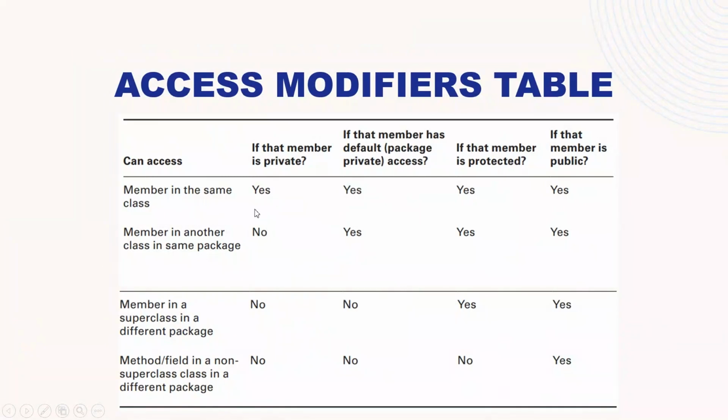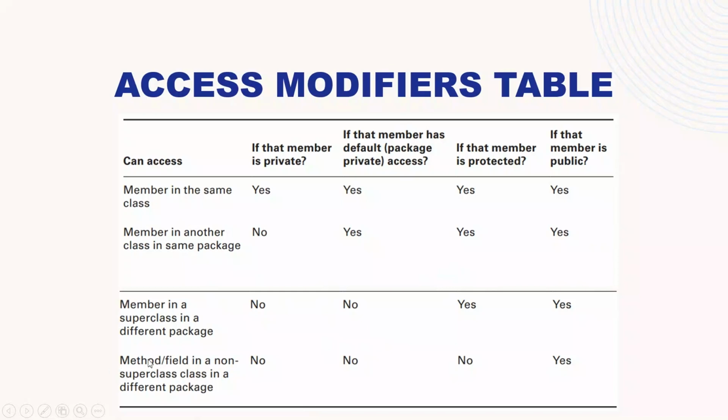If the member is in the same class, then private is accessible, default accessible, protected accessible, public accessible. So members of the same class can access everything, whatever access modifier they have. If it is in another class in the same package, private is not possible, the other three are possible. Member in a super class in a different package, actually it's a subclass, sorry, it says super class over here, but it's a subclass. Private not accessible, default not accessible, protected yes, and public yes.